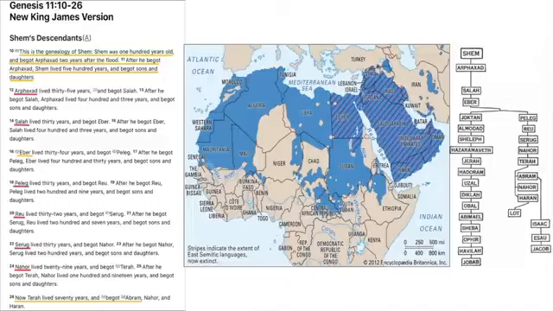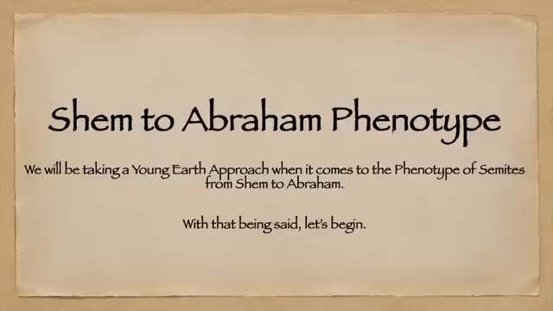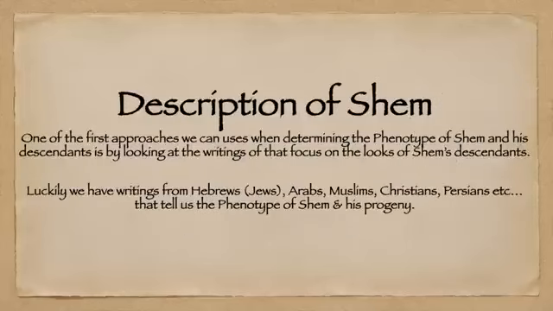And as you can see on the right-hand side of your screen is a simple genealogy without the verses, but a straight line. Interestingly enough, a paternal lineage, and of course a map displaying Semitic languages. So we will be taking a young earth approach when it comes to the phenotype of Semites, starting from Shem to Abraham. With that being said, let's begin.